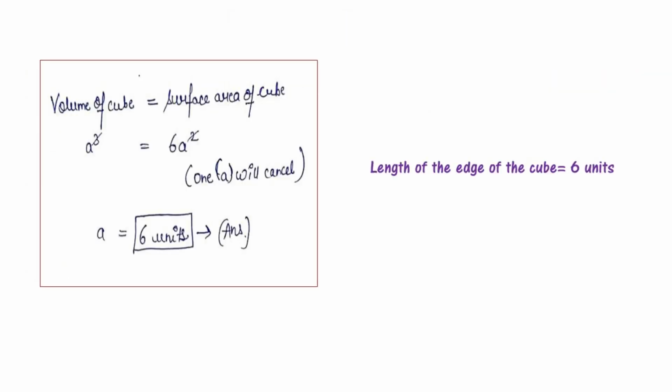Let us solve this question. Let the volume of the cube be equal to the surface area of the cube. That will be a cubed is equal to 6a squared. Now, a squared will cancel. That will become a equals 6 units. So the length of the edge of the cube is 6 units.